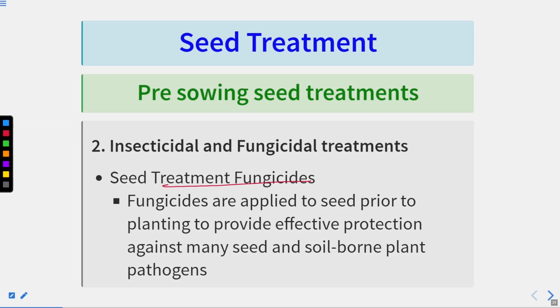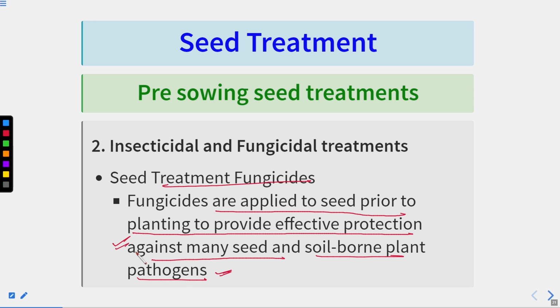Seed treatment fungicides. Fungicides are applied to seed prior to planting to provide effective protection against many seed and soil-borne plant pathogens. So if the seeds have those pathogens, it can eradicate them. And not only that, it can also protect the seed from soil-borne plant pathogens. There are so many pathogens present in the soil, right? Those are called soil-borne pathogens. So those can be eradicated along with the pathogens that are present in the seeds.